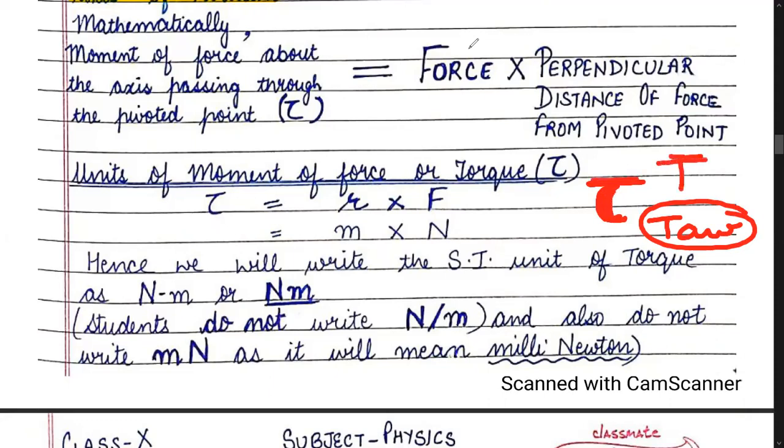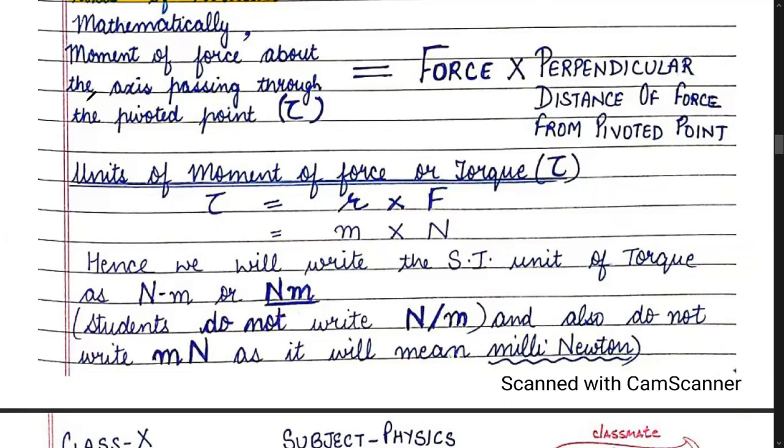Don't write T. Capital T is for temperature. Small t, we take it for time. So torque is taken as tau. It is also a vector quantity. Torque is a vector quantity.